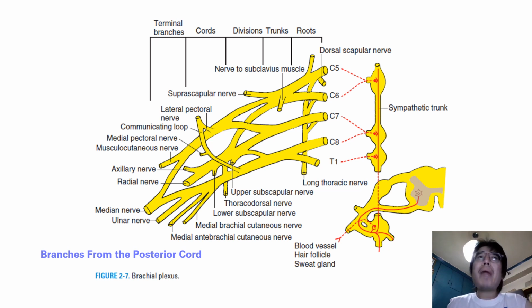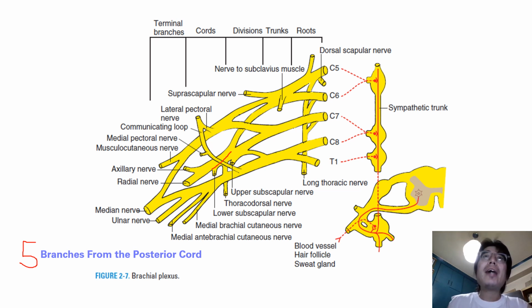Finally, the branches from the posterior cord over here. The posterior cord has five branches. Again, to review, the lateral cord has two branches. The medial cord has four, whereas the posterior cord has the most branches, five.